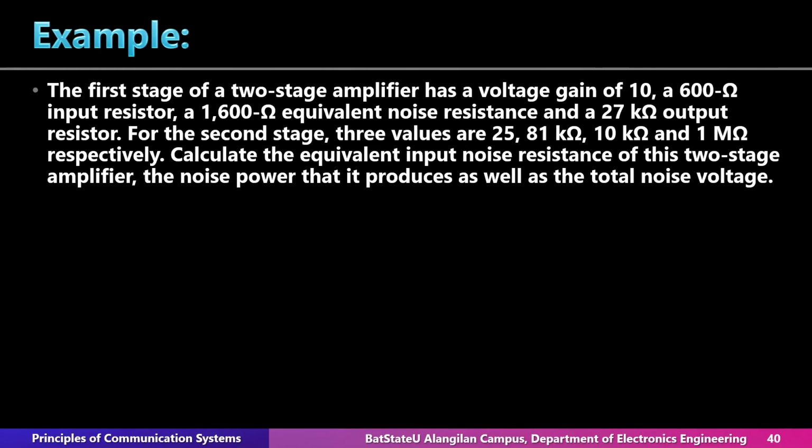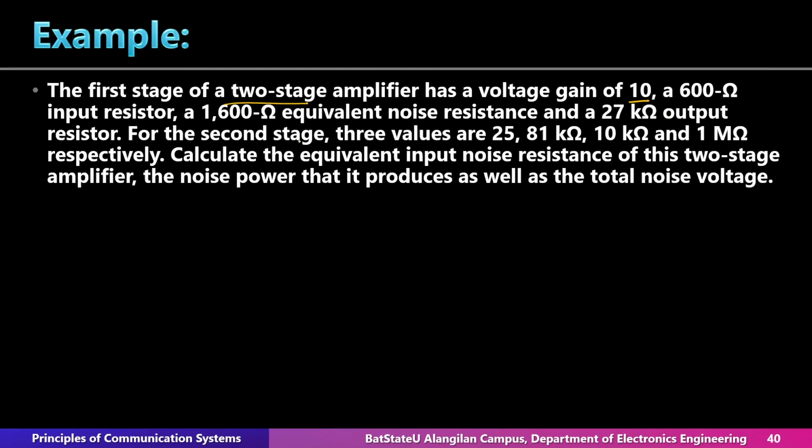Now, to demonstrate how to use this formula, let me give you this example. The first stage, may two-stage amplifier. O yan, dalawang stage lang siya ha. Yung unang stage ay may voltage gain na 10. Sunod, meron daw siyang 600 ohm na input resistor at 1,600 ohms na equivalent noise resistance. At meron siyang 27 kilo ohm output resistor.